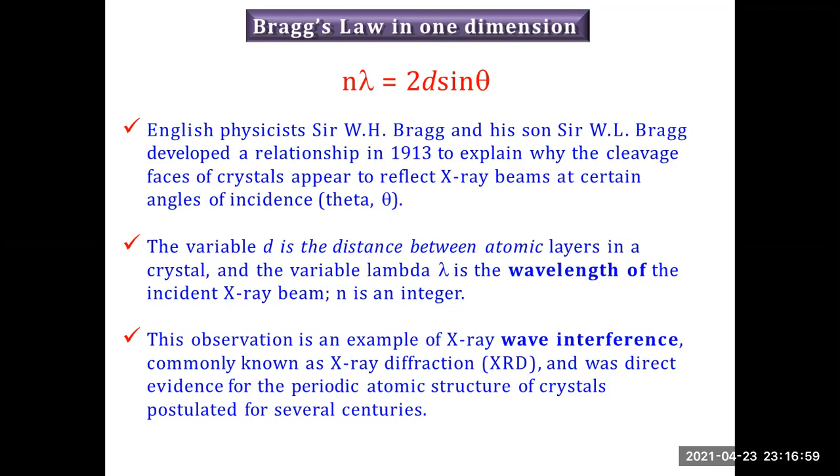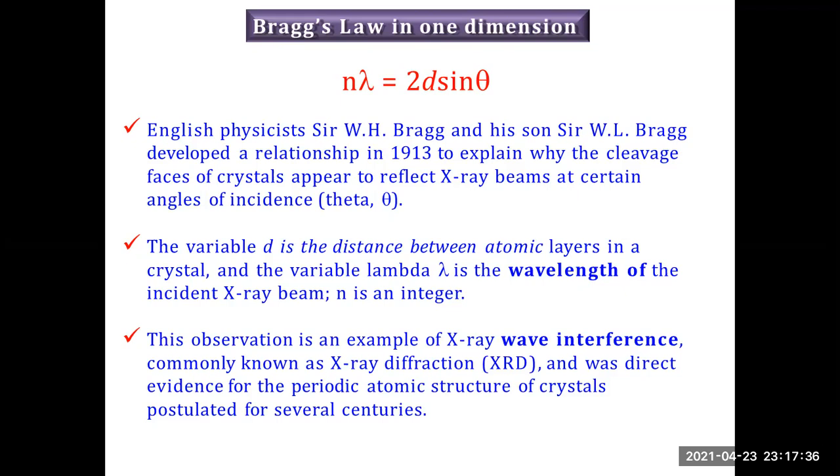So you can just see the distance between the consecutive atoms which are residing, as we said, in the lattice planes, right? I will show you the figure also. And the variable lambda is the wavelength of the incident X-ray beam. We're just discussing in the second paragraph what n, lambda and d are, right? So d is a variable, which is the distance between the atomic layers in the crystal, and lambda is referred to as the wavelength of the incident X-ray beam, right?